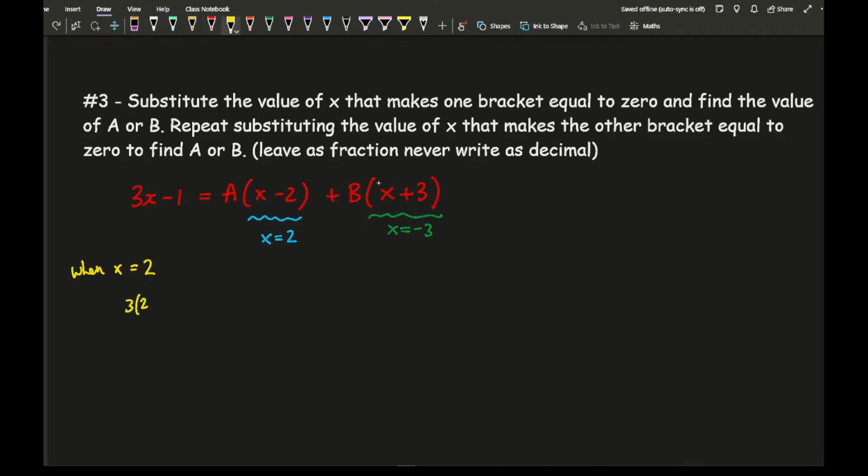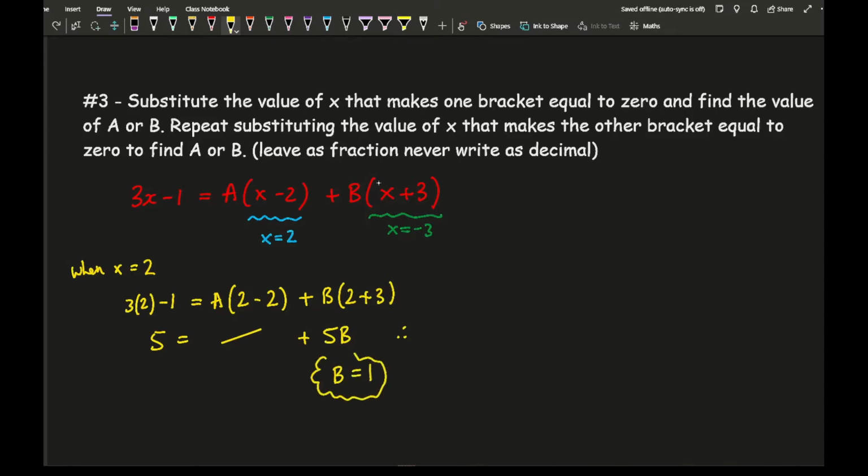3, 2 minus 1 equals A, and it's going to be 2 take away 2 plus B, 2 plus 3. Now simplifying the left hand side, I get 6 minus 1, which is 5, equals, now 2 take away 2 is 0, so that just disappears, and I'm going to end up with 5b. So 5b equals 5, so therefore b equals 1. And there's my first value.